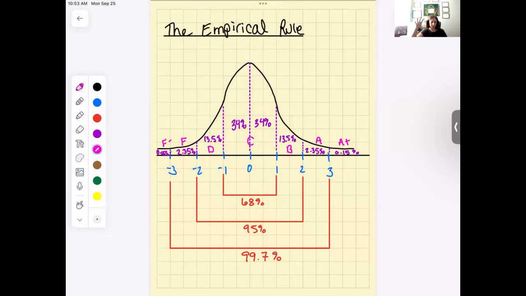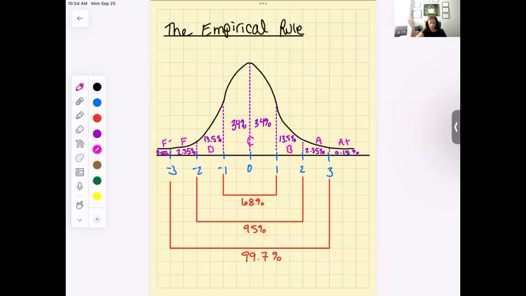If you find that the question is asking exactly on a tick mark, you can just add these up, but make sure you write on your page, by the empirical rule, the answer is such and such. And you could say 34 plus 13 and a half equals 47.5%. So that's how you would show your work, versus the other way, where you have to use the Z table like we've been going over. Of course, this is really only applicable if it lands exactly on a tick mark. Otherwise, you're going to have to use the Z table anyway, if you're at 1.5 or 2.36 or whatever.